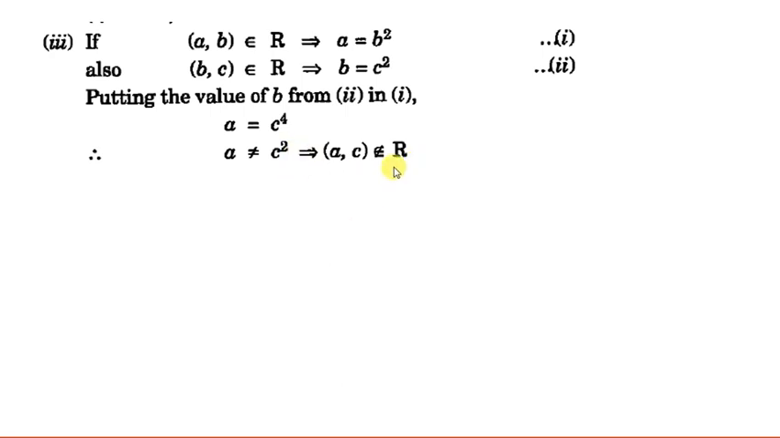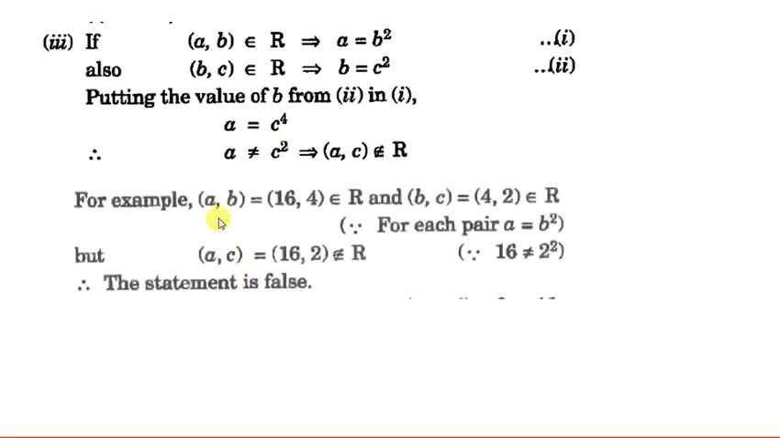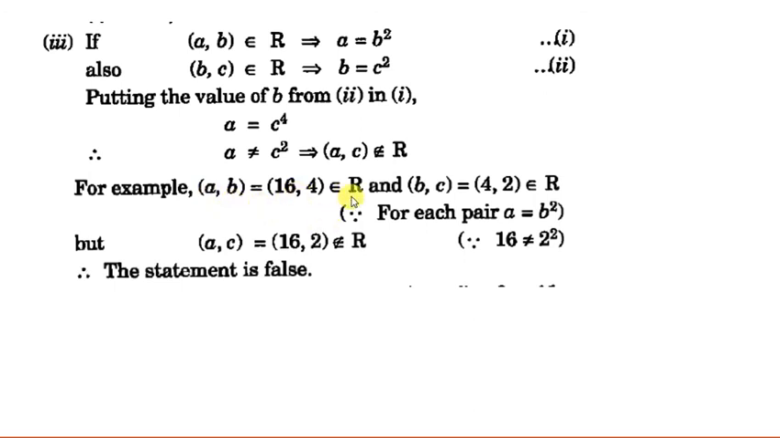Let us see this with an example as well. (16, 4) will belong to R because 16 is the square of 4, 16 equal to 4 square. (4, 2) also belongs to R because 4 is equal to 2 square, but (16, 2) will not belong to R because 16 is not equal to 2 square. That is, (a, b) belongs to R, (b, c) belongs to R, but (a, c) does not belong to R. So this statement is also false.